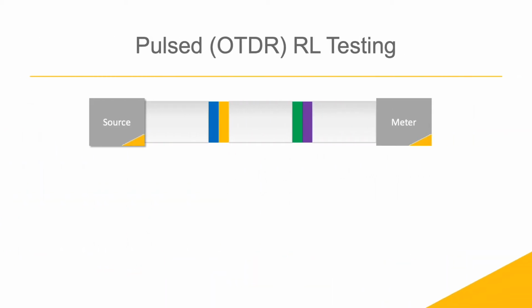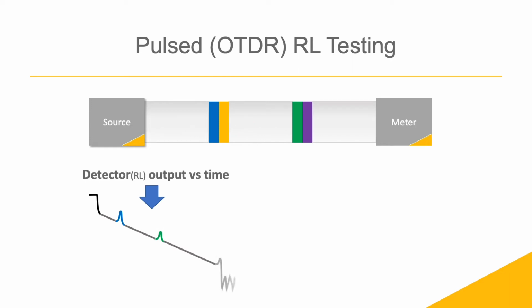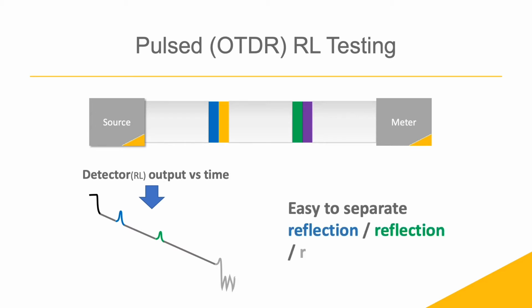This animation shows how a pulsed system operates. As the pulse leaves the source, it will generate reflected pulses at each interface along the way. These reflections show up as peaks in the output of the return loss detector inside the unit. Since each reflection arrives at the detector at a different moment in time, it is easy to measure the reflection of interest independently of the others.